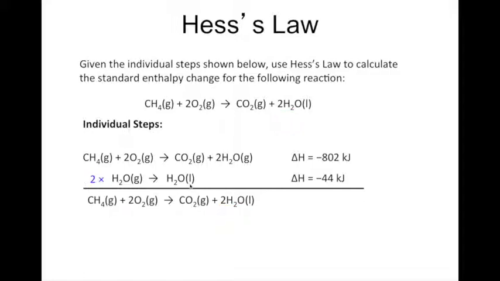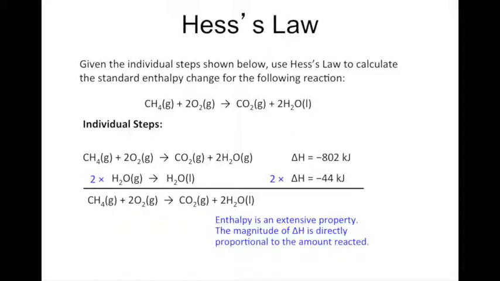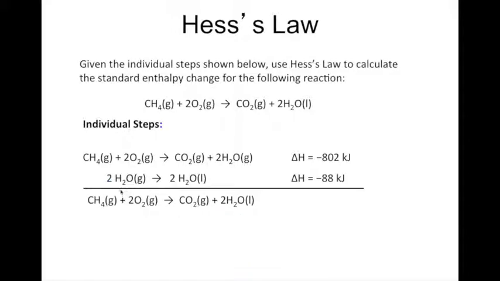If I multiply this by 2, though, I also have to do the same thing to the enthalpy value for that reaction. So whatever you do to the reaction, you have to do that same thing to the enthalpy value for that reaction. This is because enthalpy is an extensive property, meaning that the magnitude of the enthalpy value is directly proportional to the amount reacted. So it's an extensive property rather than intensive. So I multiply the enthalpy value by 2 and the reaction by 2. So notice now I have 2 moles of H2O gas, 2 moles of H2O liquid, and I've changed that enthalpy value.